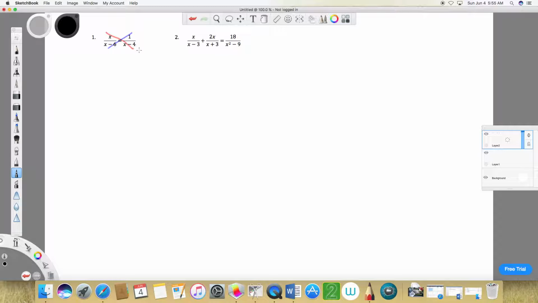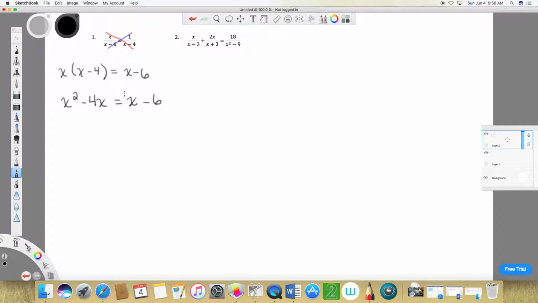All right, so along my red diagonal, I have x times the binomial x minus 4. And along the other diagonal, I simply have 1 times this binomial, which is just 1 times x minus 6, is x minus 6. So let's apply the distributive property and recognize that this is a quadratic equation. Get this quadratic equation in standard form and make a decision of how to solve it, either through factoring, completing the square, or quadratic formula.